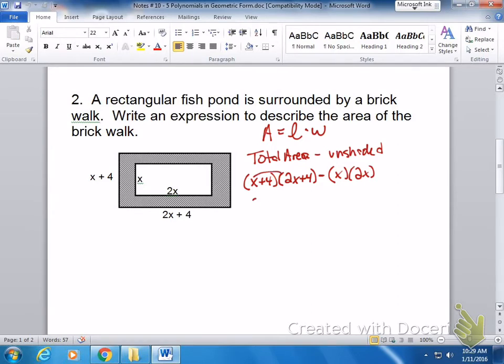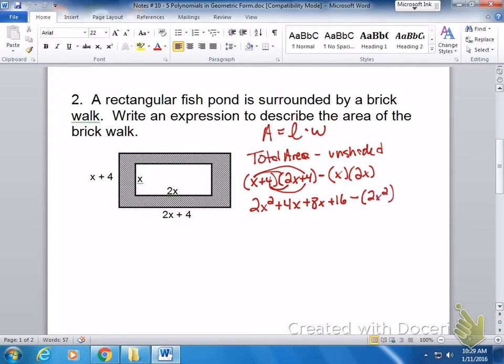X times 2x is 2x squared. X times 4 is plus 4x. Now I go to the 4. 4 times 2x is 8x. 4 times 4 is 16. Now I have minus x times 2x, which is 2x squared.